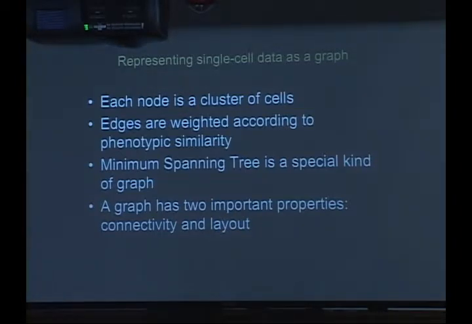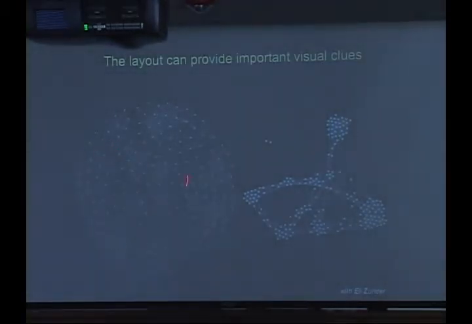But the other important property is the layout, so how you put the nodes on the page. Where on a page do you put node 1 and node 2 and node 3? These are two distinct properties, and the layout can give you very important visual cues, because these two graphs here are exactly the same graph. They have the same nodes with the same edges with the same weight. The only difference is the way the layout has been constructed, so the way the nodes have been placed on the page. But the graphs are exactly identical.